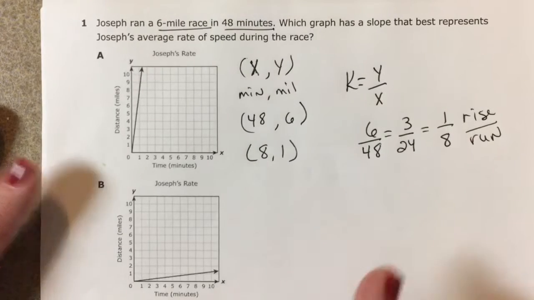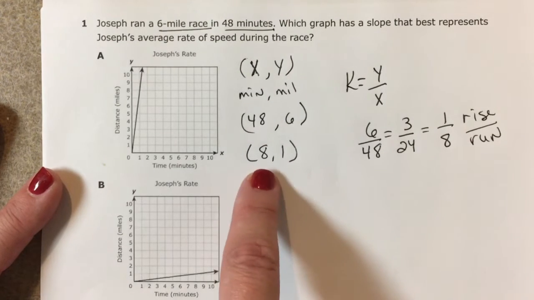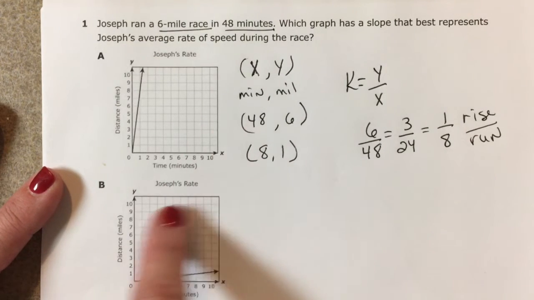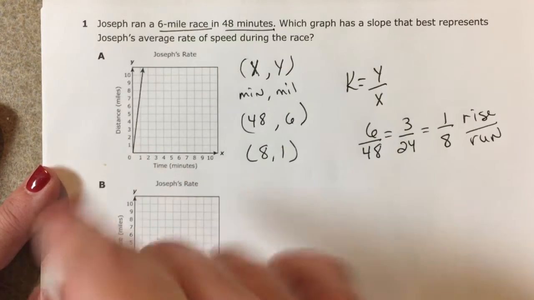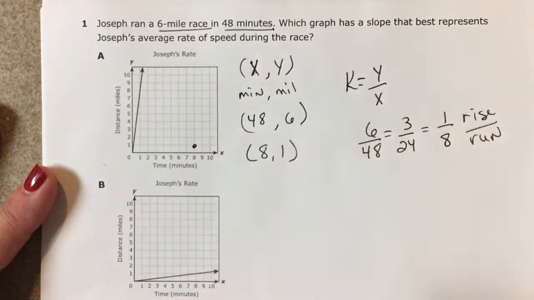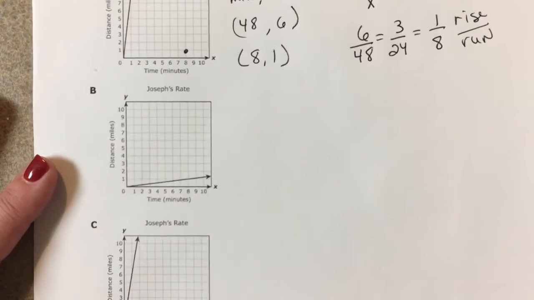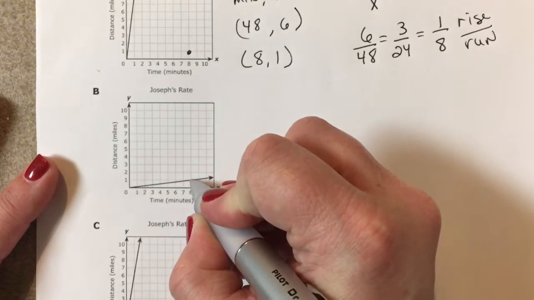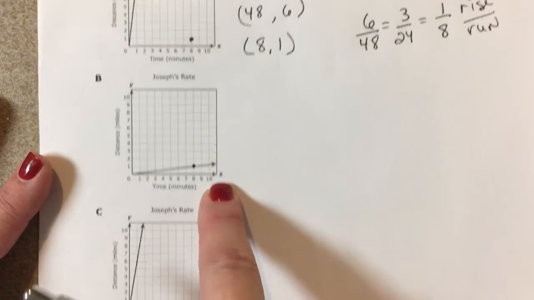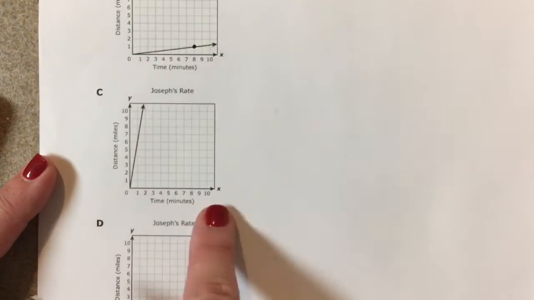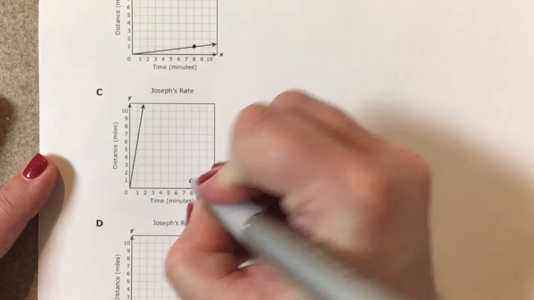Since this is proportional, this is my minutes. So on my minutes, 8 minutes should equal 1 mile. That would give me a point right here. That's not on the line, so A is not going to work out for me. B, a point of 8, 1 is on the line, so that looks really good. C, 8, 1 is not on this line, so that's not going to work out for me.